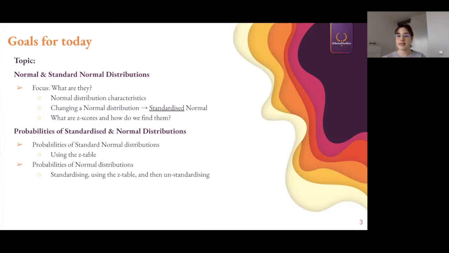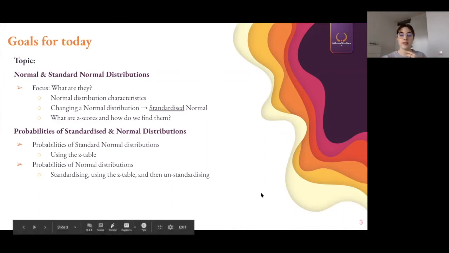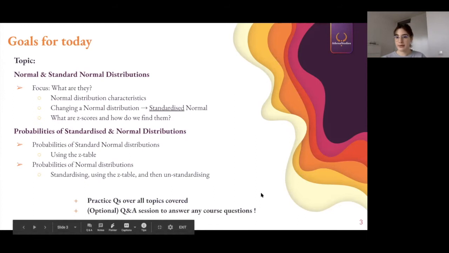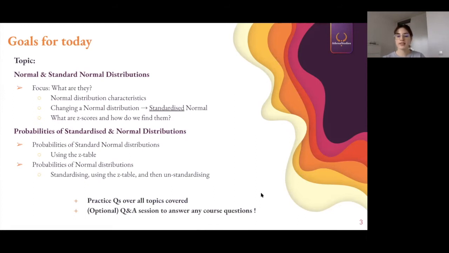So we're going to be using the z-table. We're going to be converting z-scores to probabilities. So we're going to be using z-scores to find the probabilities, and then probabilities of normal distributions. So standardizing using the z-table, and then unstandardizing. So those are the main things that we're going to be talking about today. And of course, we're going to have practice questions over all of the topics covered.